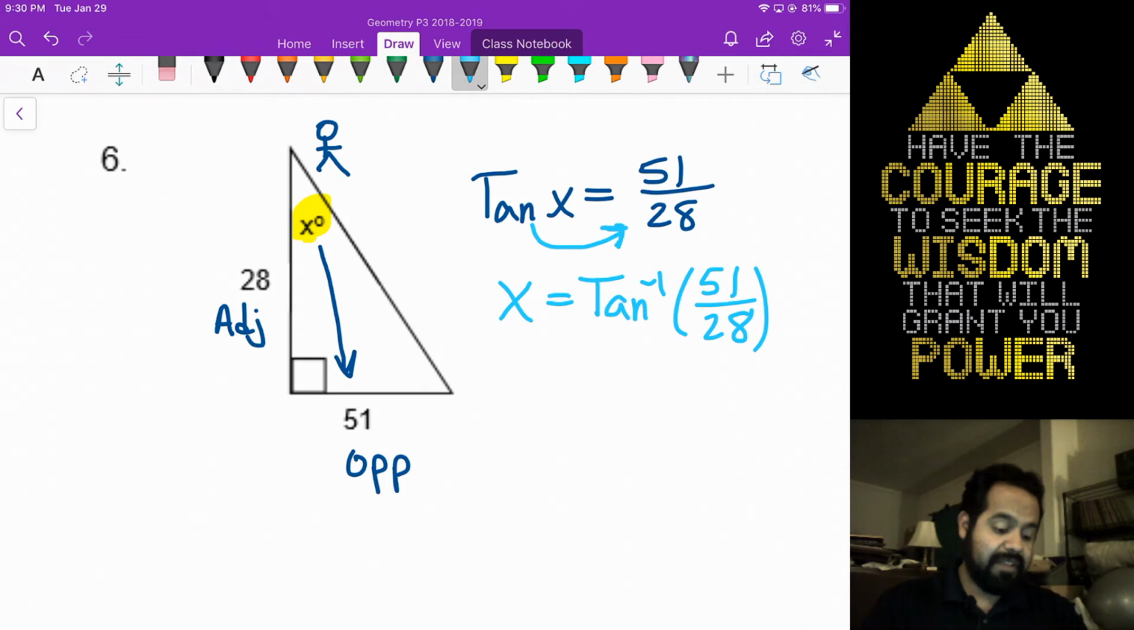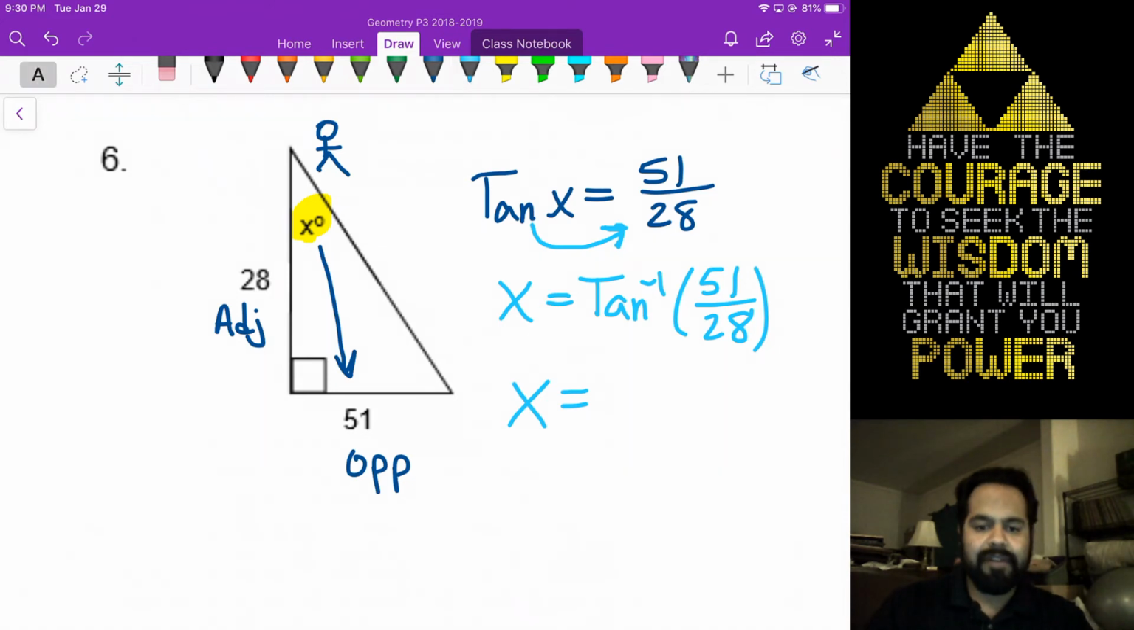Well, it would have helped if I cleared out my answers from before. 51 divided by 28. So I get 61.23 blah blah blah. What am I rounding this to? I guess is a good question.